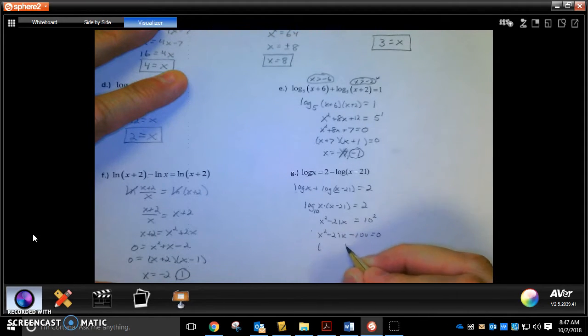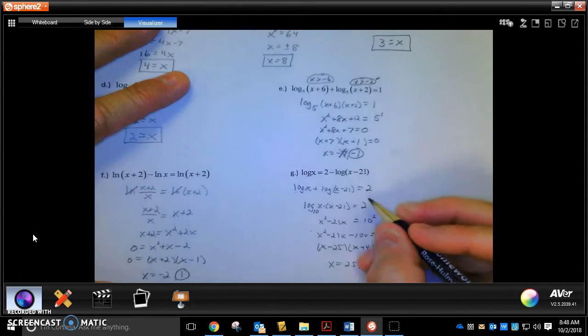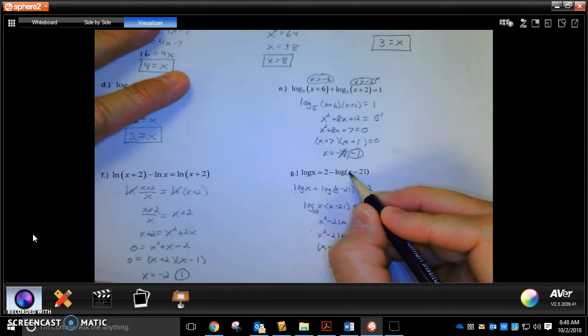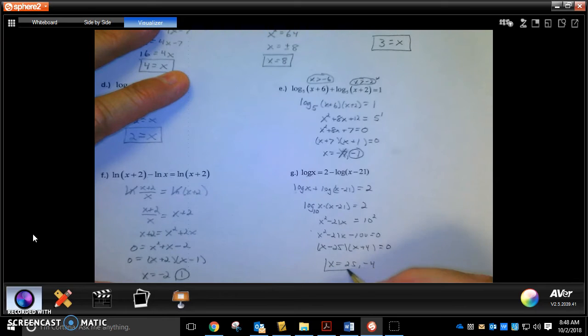This is going to factor. Factors of negative 100 that add up to negative 21 are going to be minus 25 and plus 4, which means x equals 25 or negative 4. Again, if you check, negative 4 is not going to work. You put negative 4 here or here, and you're going to be taking the log of a negative. So x equals 25. That is our one and only answer.